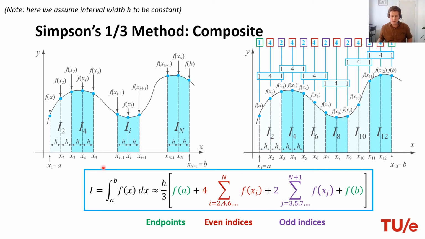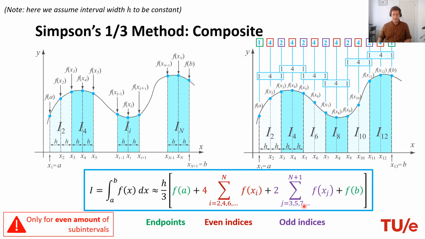So using this, well, you could implement this in MATLAB in a very similar way as we did for the trapezoidal rule or for the rectangle rule. You just have to take into account the even indices and odd indices in a slightly different manner. But that's fairly straightforward. Note, however, that this composite rule will only work if we have an even amount of total subintervals. So in this case, we have 12 intervals, so this nicely works out.